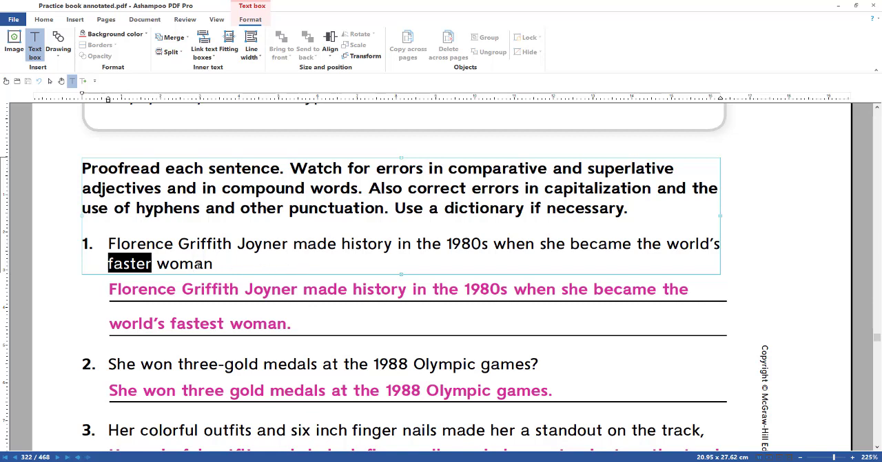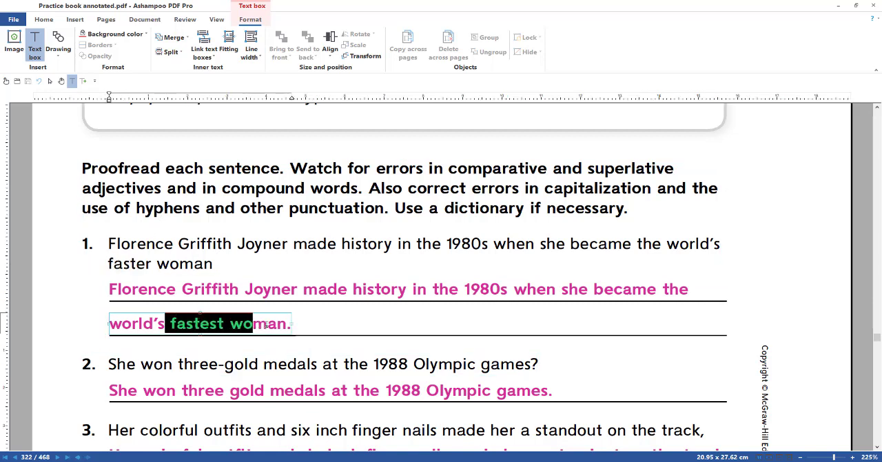But here, no, he is not comparing this woman to another woman. He's comparing with a group of people. So that's why we have to use est instead. So the best answer is fastest woman, as you can see, not faster.